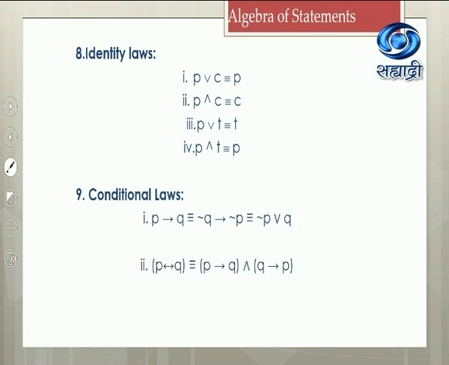P if and only if Q is equivalent to P implies Q and Q implies P, because it is applicable to both the statements. That's why P implies Q and Q implies P. Now P implies Q is what? Negation of P or Q. So we are going to substitute that. Negation of P or Q, and it remains as it is. And similarly, this will be negation of Q or P. Hence, P if and only if Q is what? Negation of P or Q and negation of Q or P.